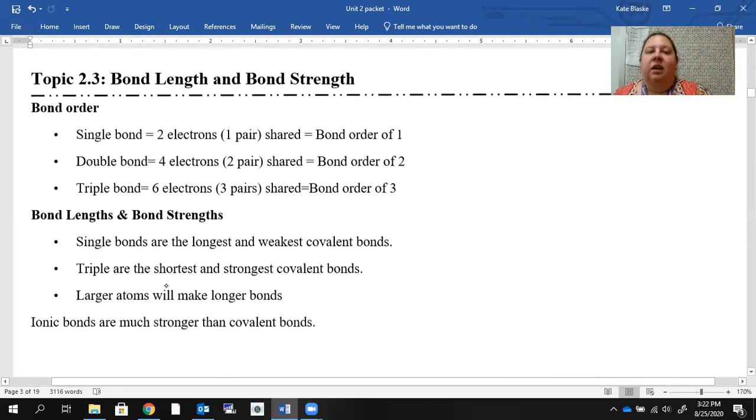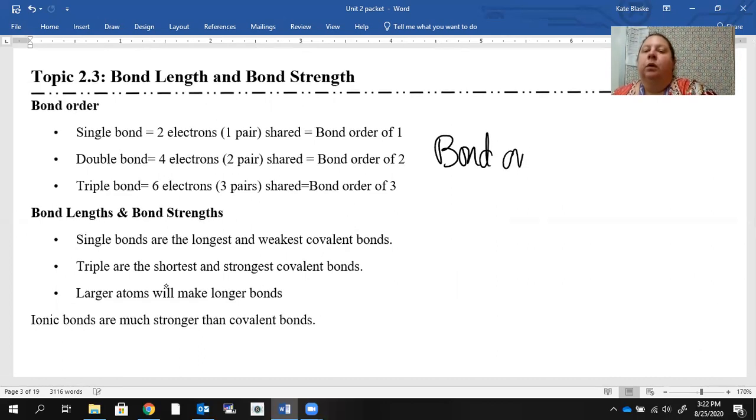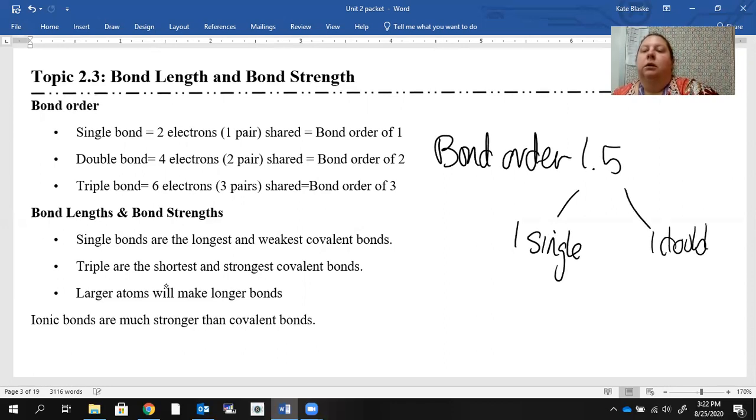Along with that idea, thinking about how bond length and bond strength correspond to each other, we can talk about this thing called bond order. Mainly when we're talking about covalent bonds, we can have single bonds, double bonds, or triple bonds. If we have a single bond, we consider that a bond order of 1. A double bond is a bond order of 2. A triple bond is a bond order of 3. We can have bond orders that are in the middle, like a bond order of 1.5. What that means is that we've got one single bond and one double bond, and they're averaging each other out. So we'll see this happen a lot more.